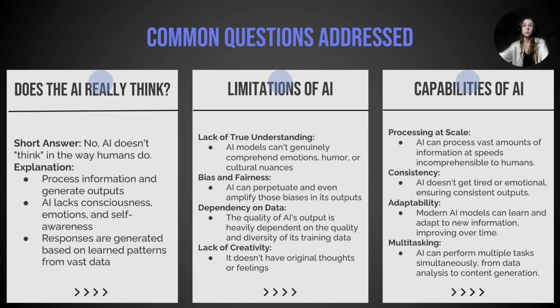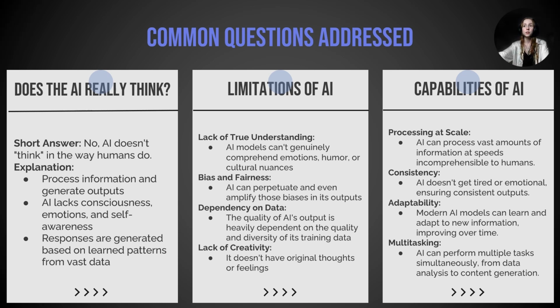As far as the capabilities of AI, there's processing at scale, so AI can process vast amounts of information at speeds incomprehensible to humans. There's consistency, unlike humans, in that AI doesn't get tired or emotional, ensuring consistent outputs. There is adaptability, so modern AI models can learn and adapt to new information, improving over time. And for multitasking, AI can perform multiple tasks simultaneously, from data analysis to content generation.